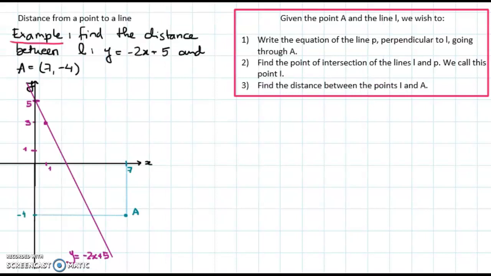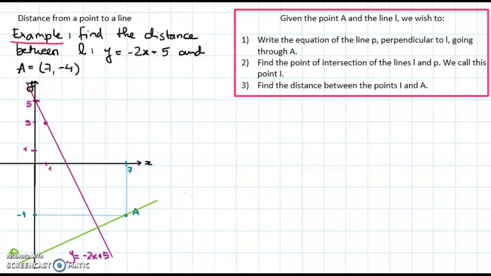So we can add now to our picture the line P that is going to be perpendicular to L and go to the point A. Let me just try to sketch such a line over here. It's going to look something like this. That's going to be my line P. So let's write the equation of this line.